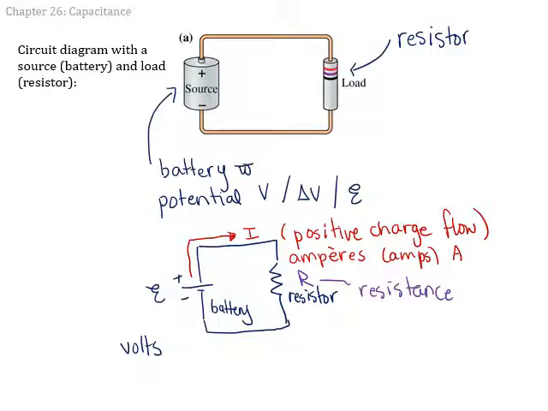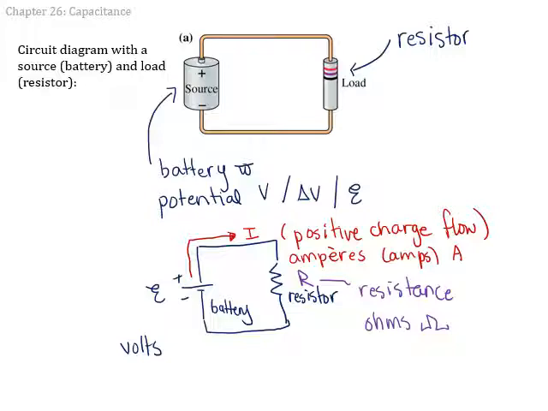The symbol or the units for resistance are ohms, and that has a symbol of a capital letter omega. What else do we say here? So the potential or the energy is supplied to the circuit by the battery. The energy is dissipated with a resistor.